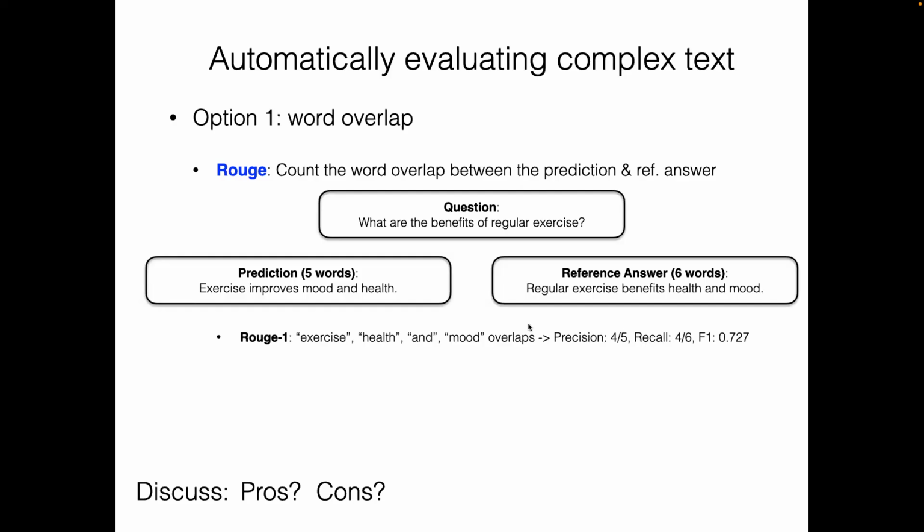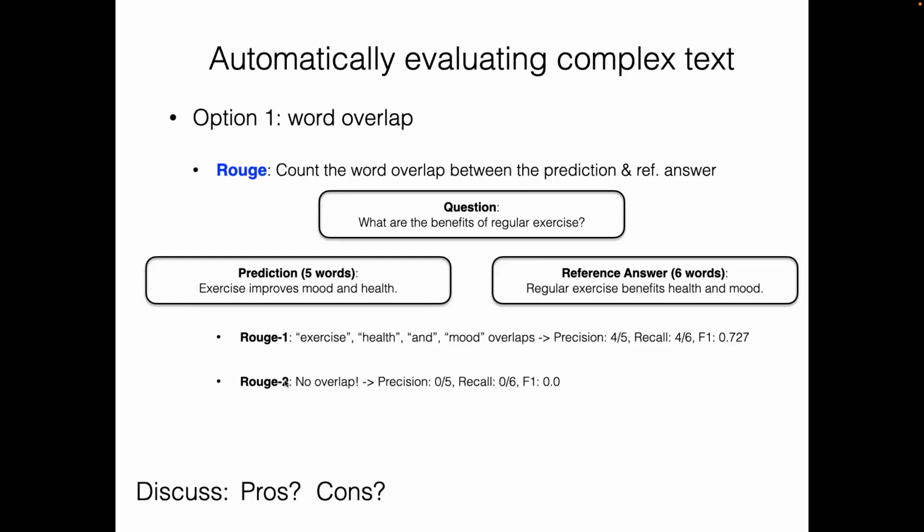So precision is saying, for the prediction, here you have 5 different words. How many of them actually appear in the reference answer? And then recall is, here you have 6 words in the reference answer. How many actually appeared in the prediction? And then F1 will just be this kind of average of the two.